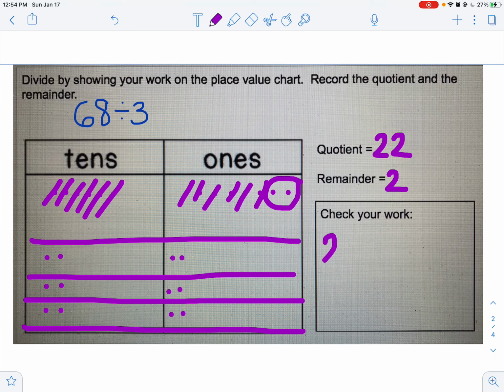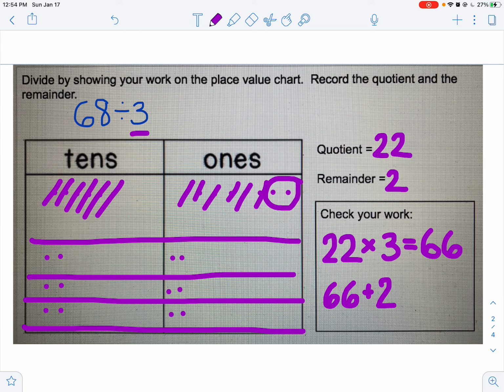So to check my work, take my quotient, multiply it by how many we divided by. I know 20 times 3 is 60 and 2 times 3 is 6. So that should be 66. And then 66 plus whatever my leftovers were. My remainder is 2, so I should get 68. And that was my starting number. So I know my quotient and my remainder are accurate.